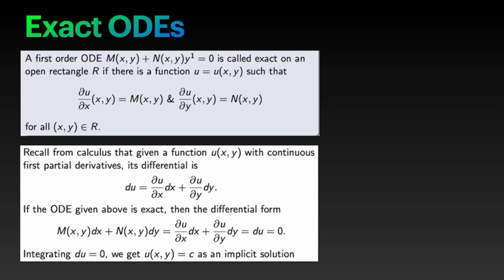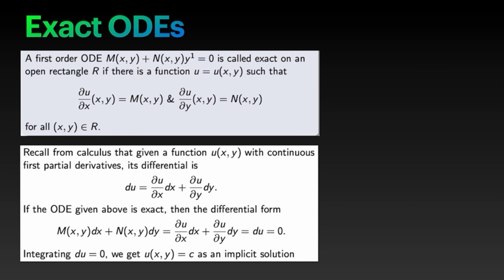So basically, let us talk about exact ODEs. A first order ODE m of xy plus n of xy into y dash equal to 0 is exact if there exists some u equal to u of xy such that del u by del x is equal to m of xy and del u by del y is equal to n of xy.